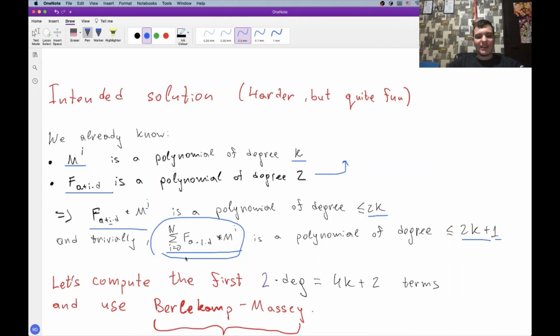And let's just compute the first 2 multiplied by the degree terms of our s. So in a way, we compute s0, s1, s2, and so on until s4k plus 2. And then we just use Berlekamp-Massey to actually find the coefficients.